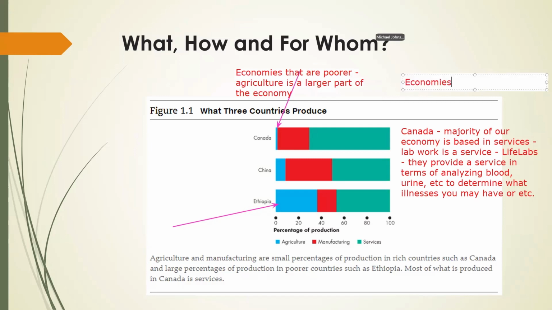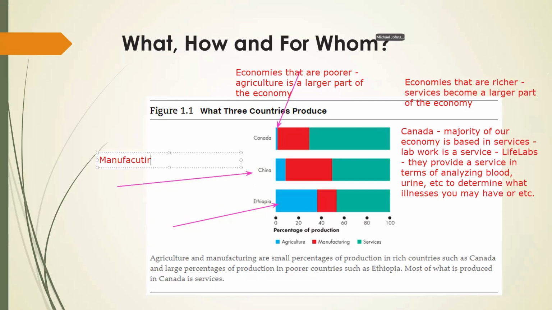And then economies that are richer, services become a larger part of the economy. And then manufacturing is outsourced to nations that are developed. So like Ethiopia will be underdeveloped and Canada will be developed.